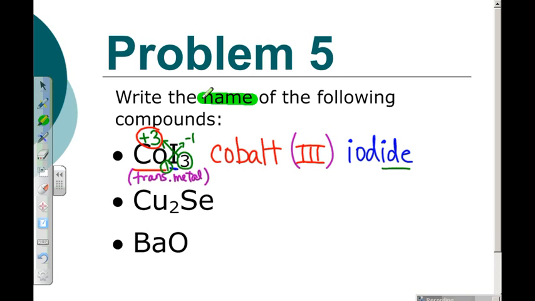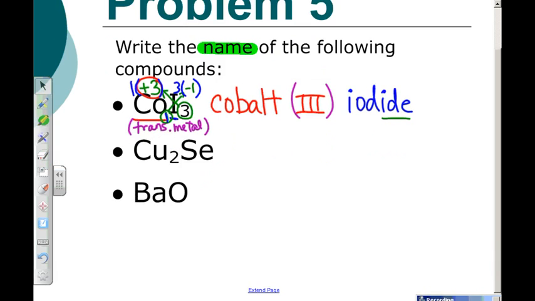Another way to think of this is algebraically. Notice how I had 1 cobalt in this formula. So I had 1 +3 ion. On the iodine side, I had 3 -1 ions. So 1 +3 ion would cancel out 3 -1 ions. So cobalt(III) iodide is the full name for this formula.